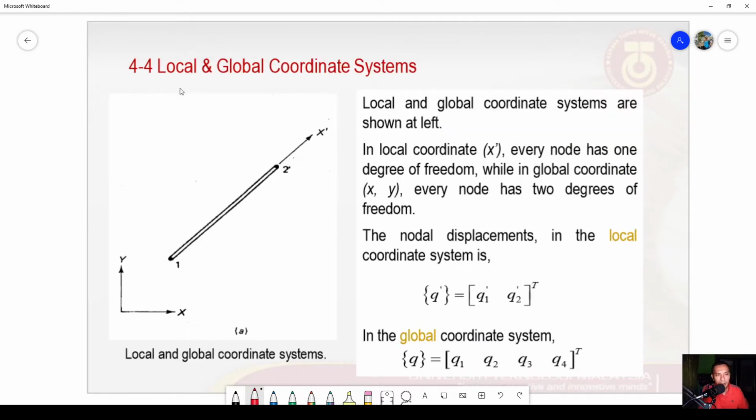Now let's introduce the local and global coordinate systems. The global coordinate system is usually used to represent the whole system or the whole structure that we are going to analyze, while the local coordinate system is usually applied locally on each element.